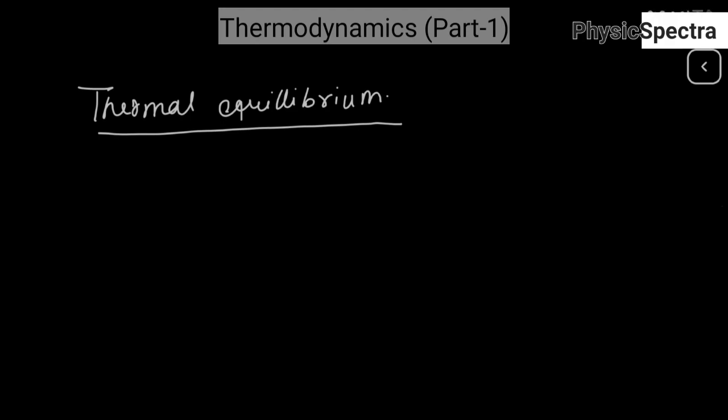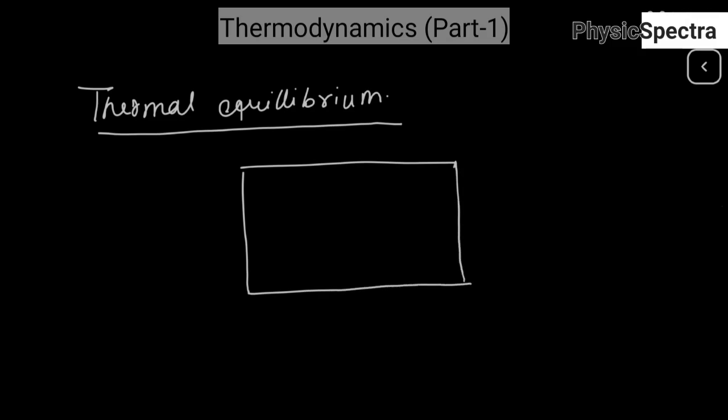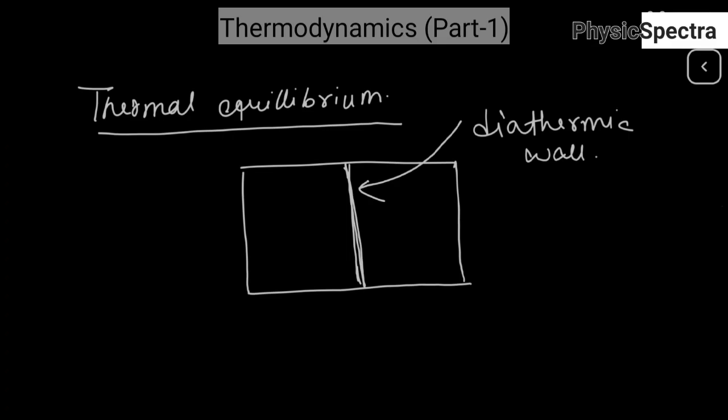Now let us come to the next topic, that is thermal equilibrium. So what do you mean by thermal equilibrium? For that, let us consider an example. Let us consider a chamber or a system in which there is a boundary, there is a dividing line made up of diathermic wall. Now you have already studied what diathermic walls do. They just allow the transfer of heat and do not allow any transfer of matter.